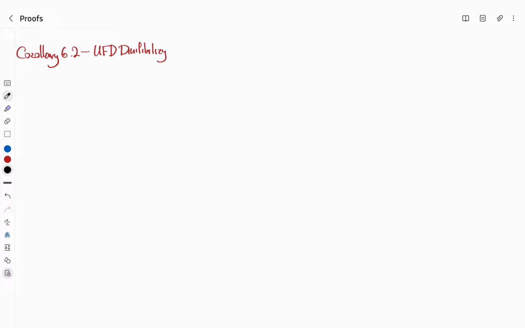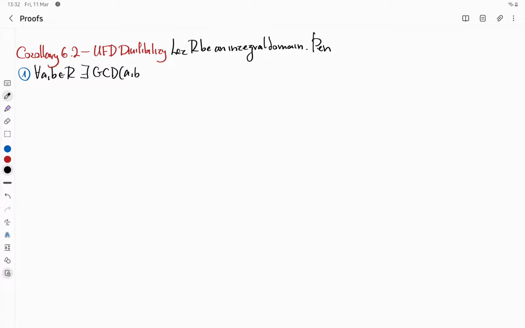And welcome to algebra. We'll be talking about Corollary 6.2, unique factorization domain divisibility. Now, the claim is: let R be an integral domain. Then, 1. For each a, b from the underlying set of the integral domain, there exists the greatest common divisor of both elements.